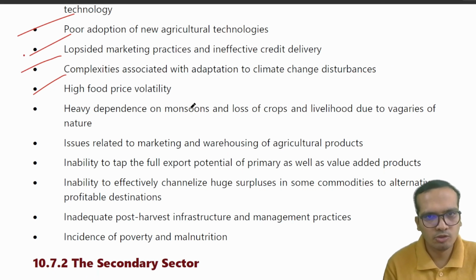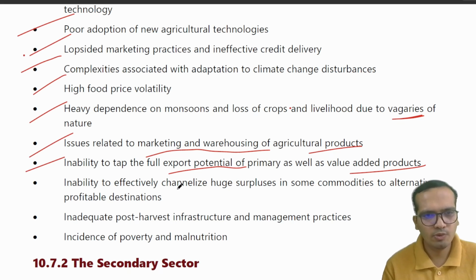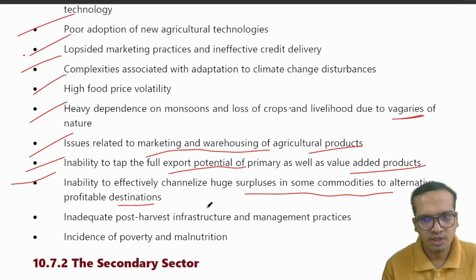Heavy dependence on monsoon and loss of crops and livelihoods due to vagaries of nature. Issues related to marketing and warehousing of agriculture products. Inability to tap the full export potential of primary as well as value-added products. Inability to effectively channelize huge surplus in some commodities to alternate profitable destinations. Inadequate post-harvest infrastructure and management practices. And incidence of poverty and malnutrition.